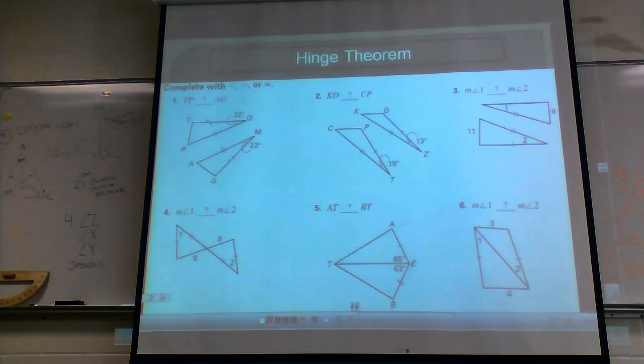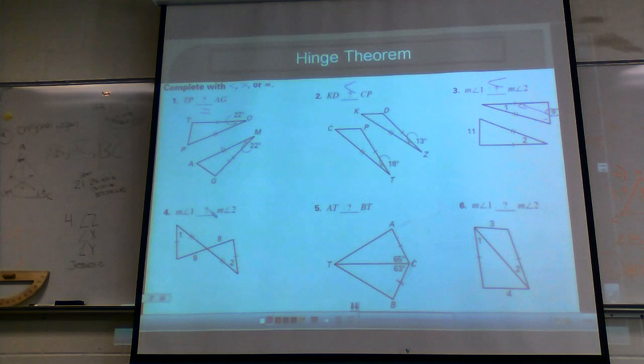So going through this first one. That's equal to, you think this is what? Less than. I agree. Yeah, less than, because that 9 goes with the angle 1, and 9 is smaller than 11, so 1 has to be smaller.